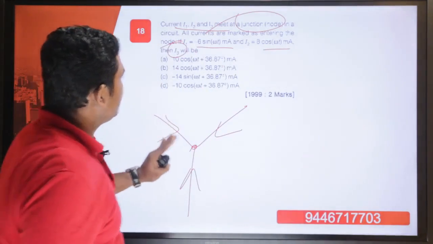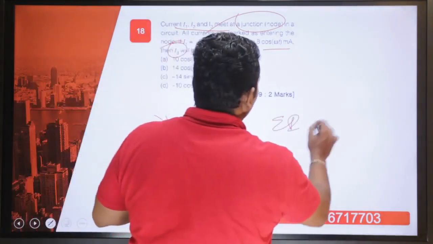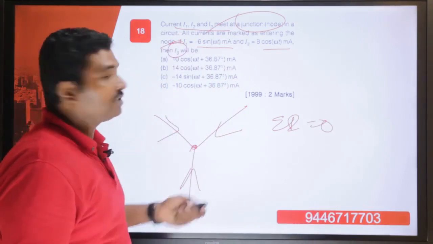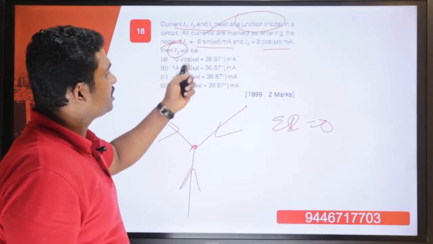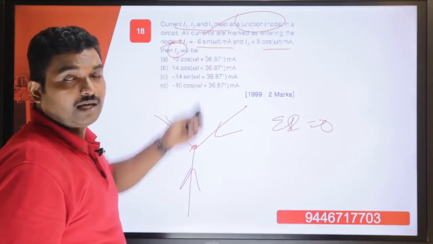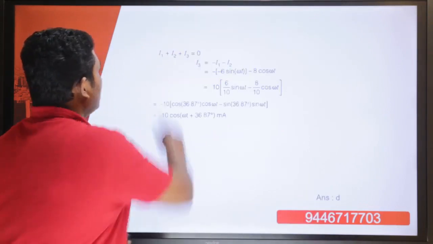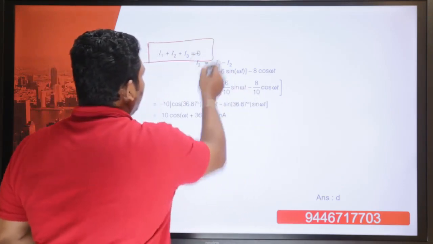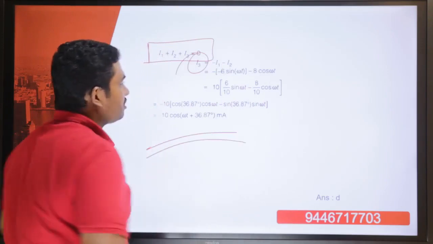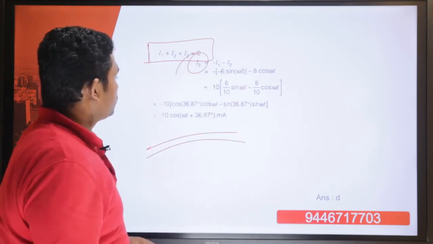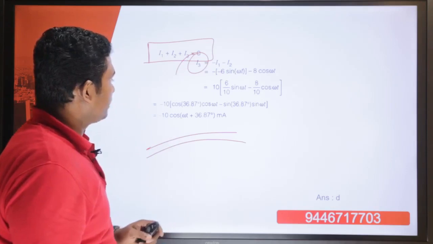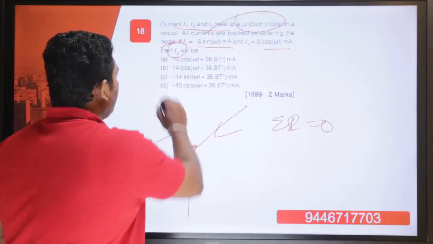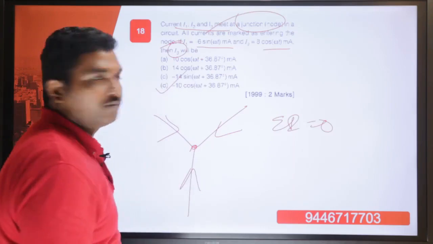At any junction, what is our Kirchhoff's current law? The algebraic sum of currents is equal to 0. So that means I1 plus I2 plus I3 will be equal to 0. We can substitute I1 and I2, then we will have to obtain the value of I3. You can solve the equation and find the value of I3. So it comes to be minus 10 cos omega t plus 36.87 milliamperes, which is our option D. So for question number 18, we will go with option D.